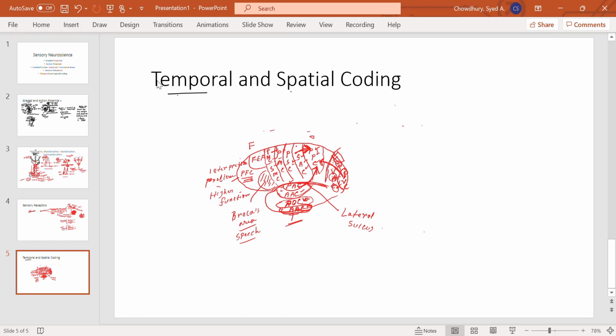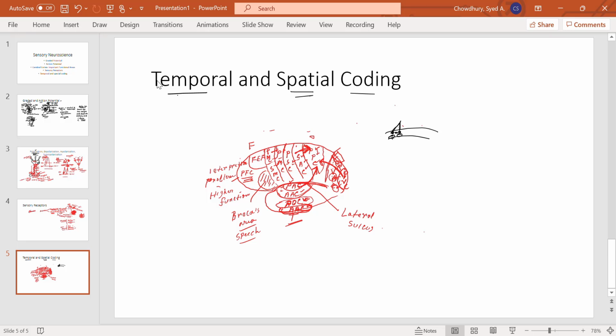And spatial coding is the location that receives the signal from the event outside of the body. For example, if 2 points touch your skin, like if you use a slide caliper and there are 2 pointed ends, and if you touch your skin surface by 2 without looking, you can feel that, right? But if you bring them very close to each other, then you won't be able to discriminate, right?